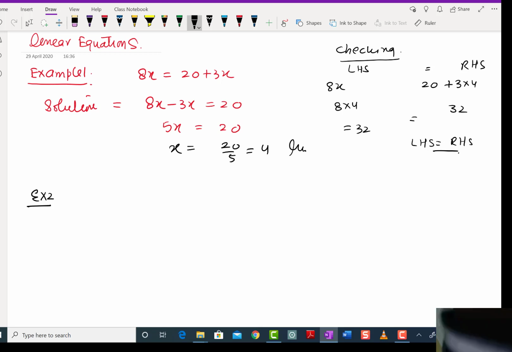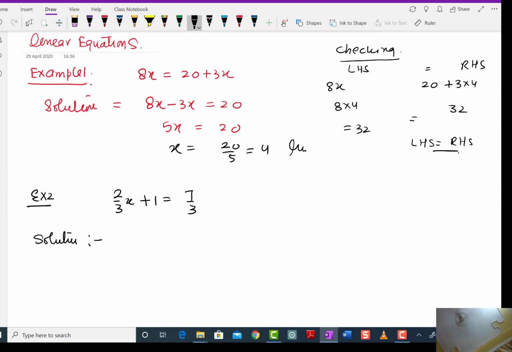Understand? Right. Should we move to the next sum? Yes. Let's move to the next sum. Next sum is 2 by 3x plus 1 is equal to 7 by 3. Again, we have to find the value of x. So 2 by 3x is equal to 7 by 3, and this 1 is of plus. When we take it to the other side, it will be subtracted.